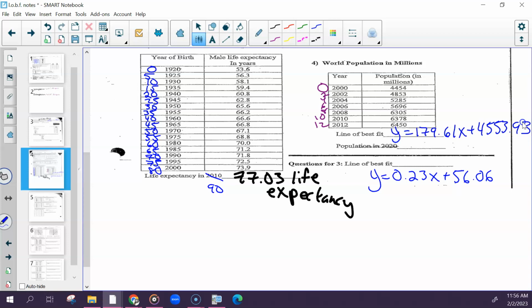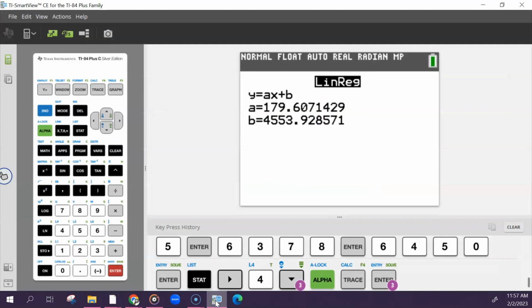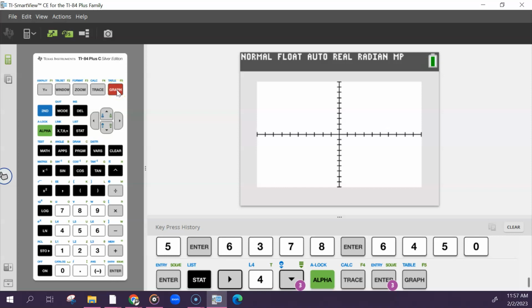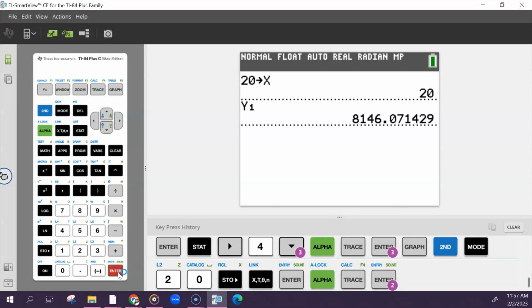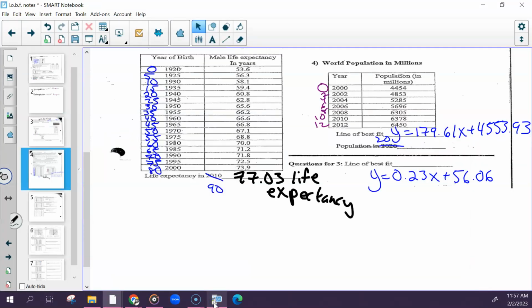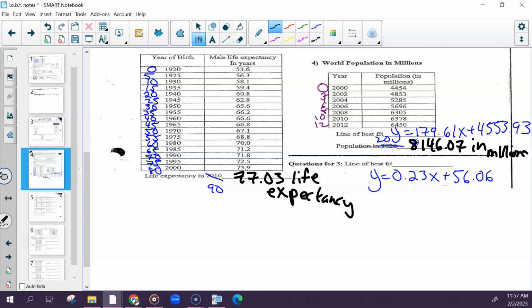How many years has it been from 2000 to 2020? 20. If we're trying to do the graph piece, it won't show up, so you have to zoom out and find it. So in this case, I would just use the store method, 20 STO for store X, and then grab your equation from alpha trace. So 8146.07 in millions would be that answer.